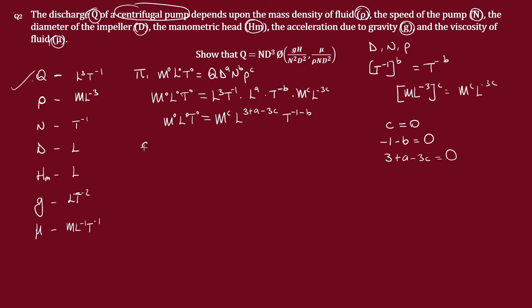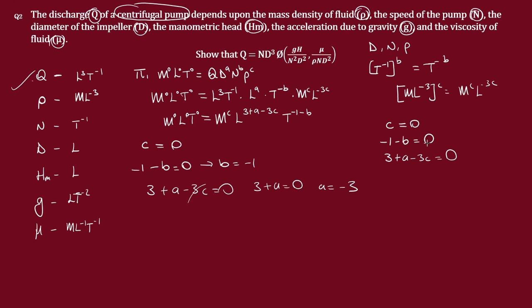So if we were to solve this simultaneously, we'll establish that c is equal to 0. Okay, M to the 0 is equal to M to the c. That means c has to be 0. So minus 1 minus b is equal to 0, meaning that b is equal to negative 1. And then, okay, so b is equal to negative 1. And then solving for a, so that's 3 plus a minus 3c is going to equal 0. 3c is 0. So that means 3 plus a equals 0.